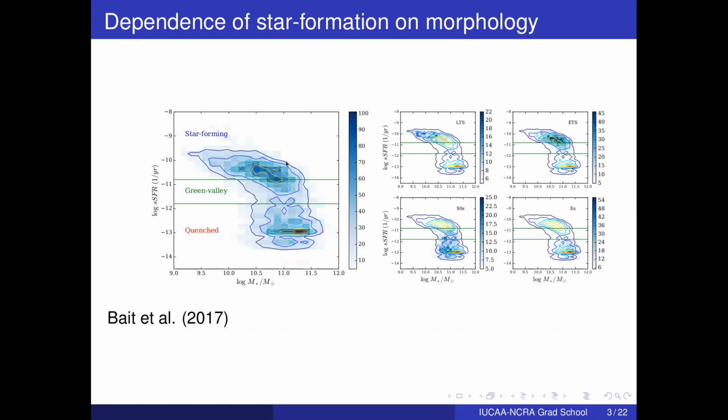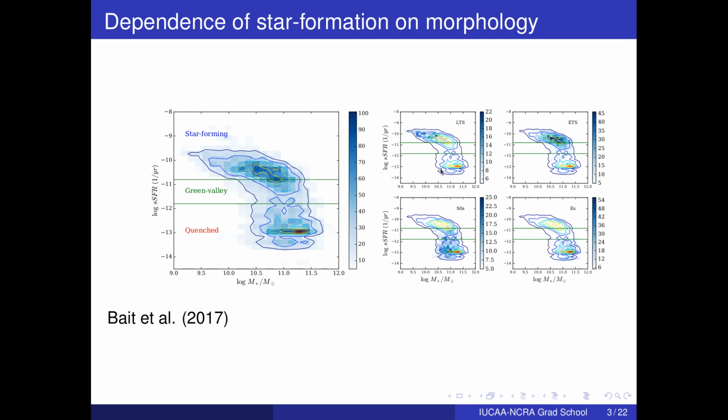So clearly there are two regions. If you separate it not in terms of specific star formation rate, but in terms of color of the galaxy, you would call this the blue cloud, and you would call this the red sequence, etc., which we saw last time.